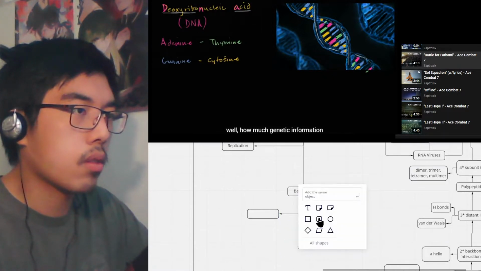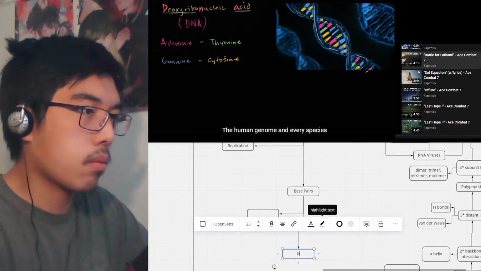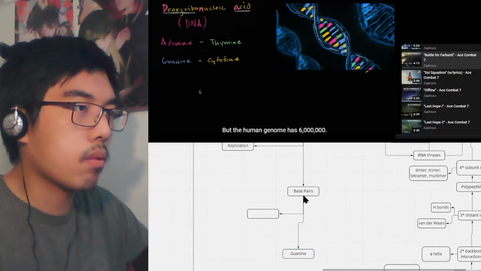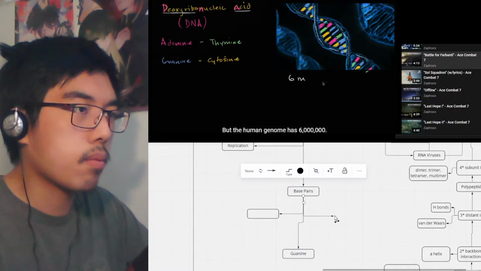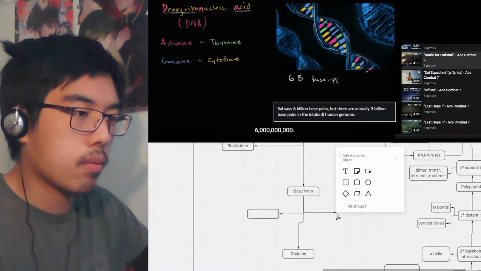Now, you might be saying, well, how much genetic information does a human being have? And the number will either disappoint you or you might find it mind-boggling. The human genome, and every species has a different number of base pairs, to a large degree correlated with how complex they are, although not always. But the human genome has 6 million. Sorry, not 6 million, 6 billion. 6 million would be disappointing. Even billion might be disappointing. 6 billion base pairs.